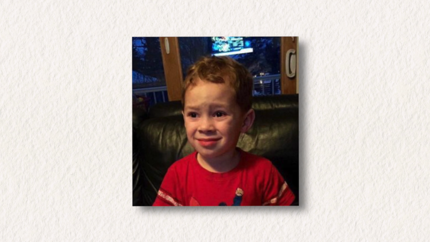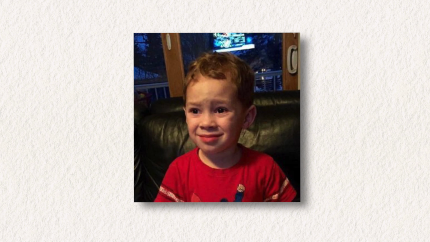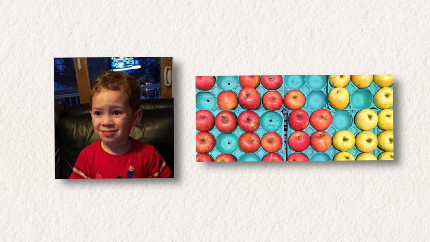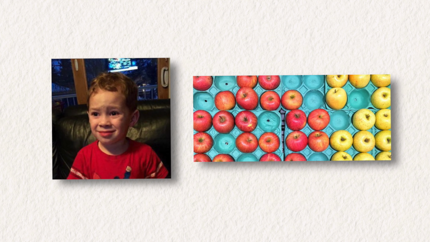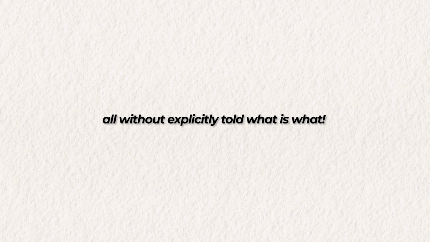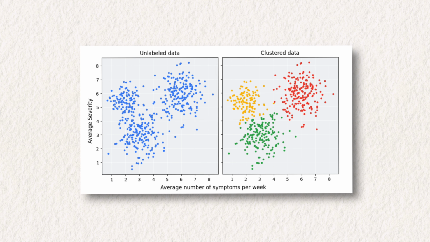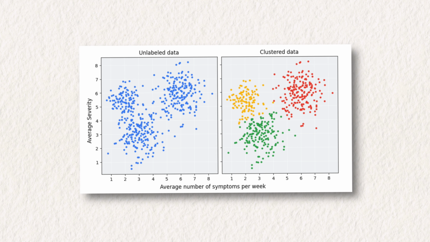Think of unsupervised learning as a curious child exploring a new environment without any instructions. The child groups similar objects, recognizes patterns, and identifies unique characteristics, all without being explicitly told what's what. Similarly, unsupervised learning algorithms analyze data, cluster similar items, and uncover patterns or anomalies without prior guidance.